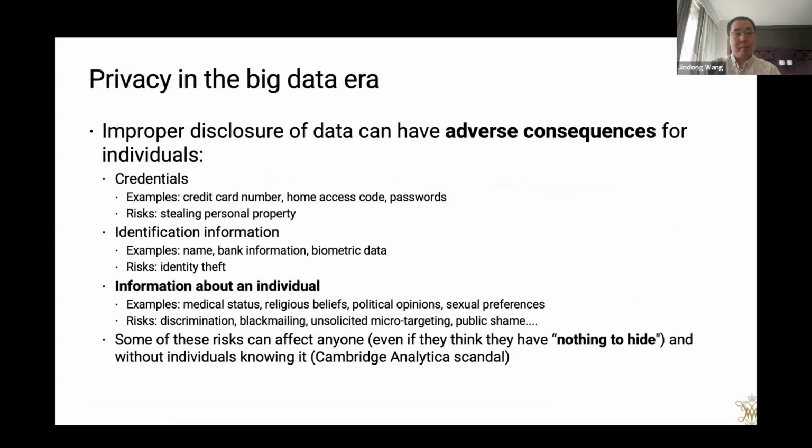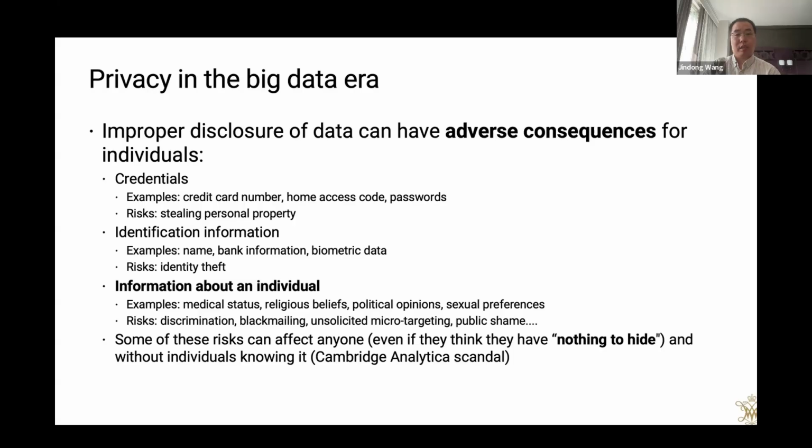So, in summary, privacy in the big data era is actually very important. Improper disclosure of the data can have adverse consequences. By adverse consequences, we mean that your confidentiality has been compromised. There could be some safety risks. Credentials are, for example, your credit card number, home access code, your passwords, which can be hacked for stealing personal property, which is the common risk. And your identifiable information can also be compromised, for example, your name, your bank information, your biometric data. And finally, information about the individual, for example, your medical status, your religious beliefs, your political opinions, and your sexual preferences.